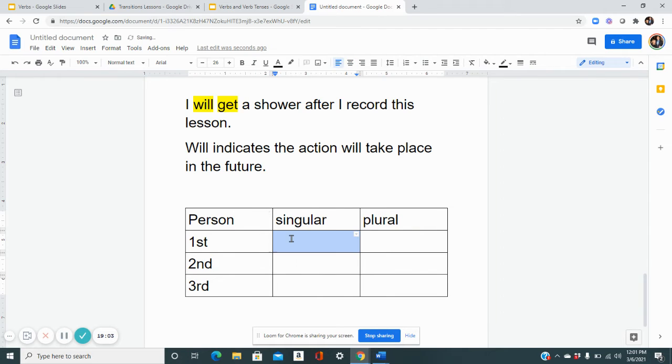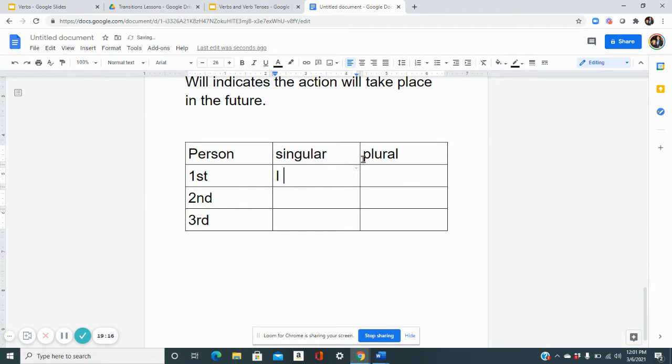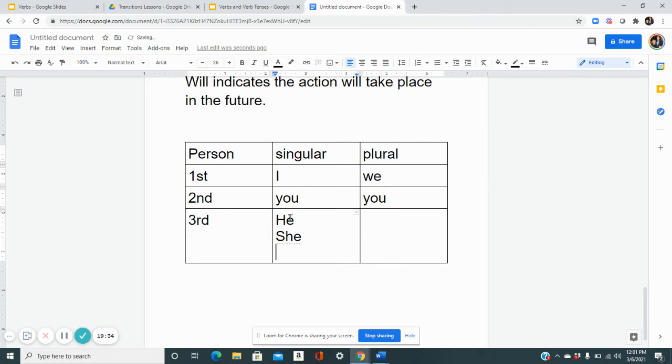There we go. Okay, so when we're talking about first person, second person, third person, singular, plural, this is when we're talking about the subject. So this is the who or what in the sentence. So I'm going to use pronouns. So we have I, we. These are subject pronouns. You, and we will be talking about pronouns in our next language lesson. He, she, it, and the plural is they. So these are the subject pronouns.